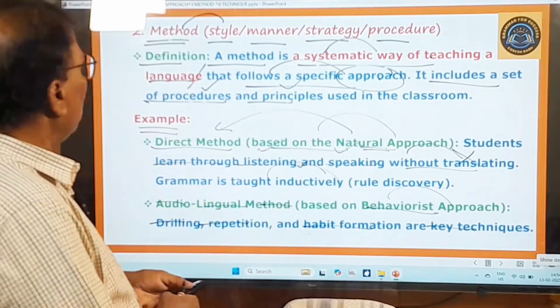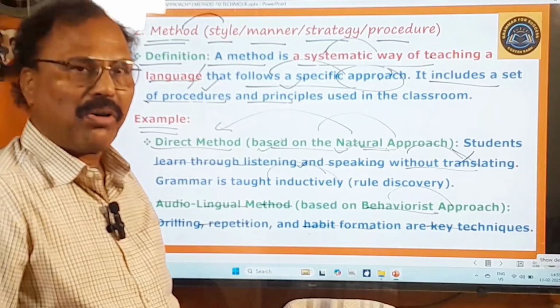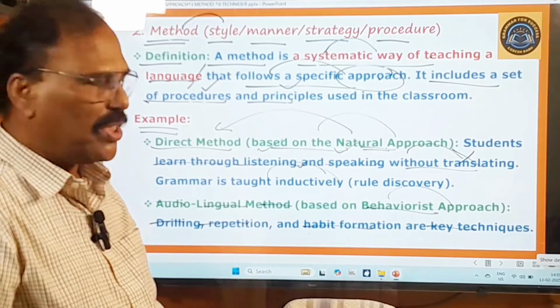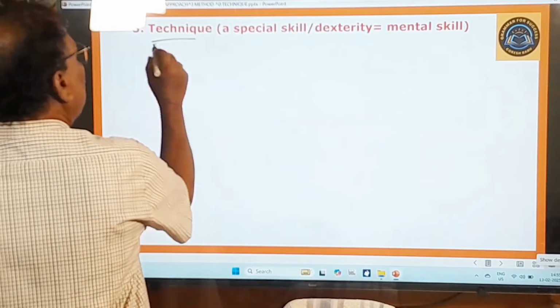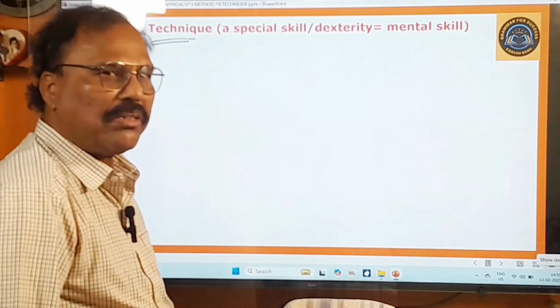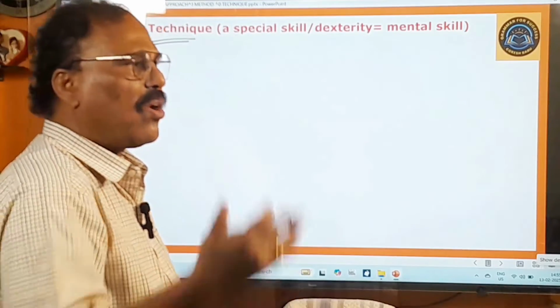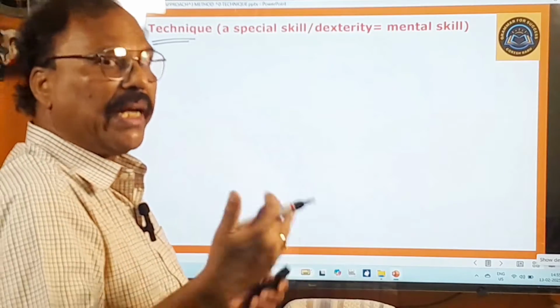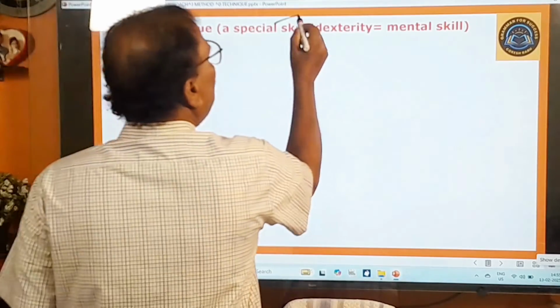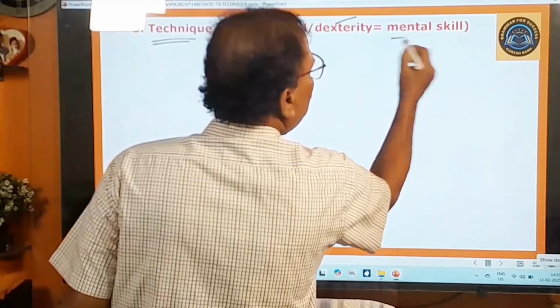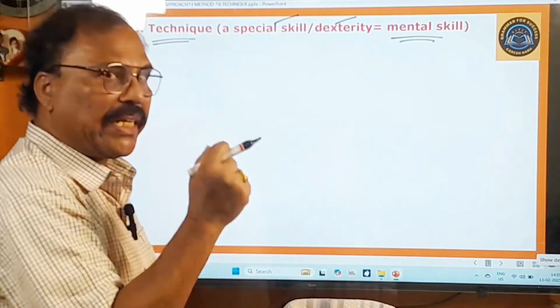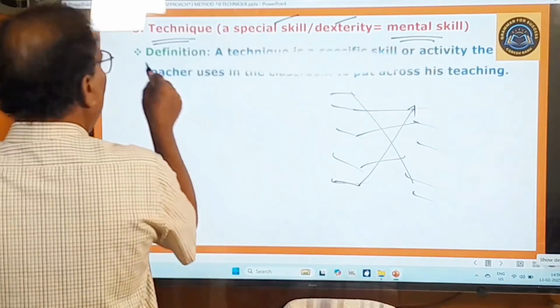And now let's move on to learn about the next important concept of pedagogy. Technique is there. Technique means what technique do you adopt in order to teach the target language, in order to teach English to your students? Technique is very important. Technique means some special skill or dexterity. Dexterity means mental skill. What technique do you want to follow? So here the definition is given.